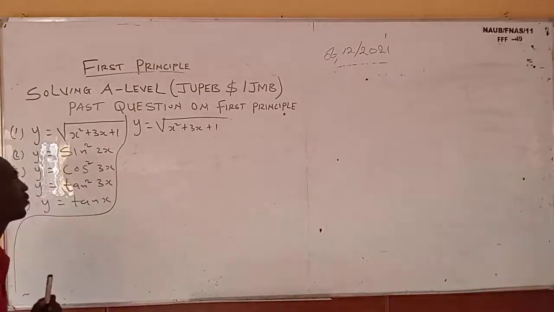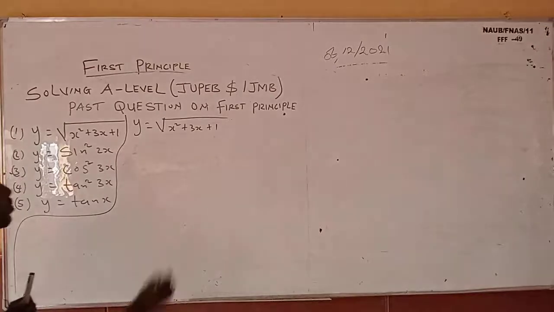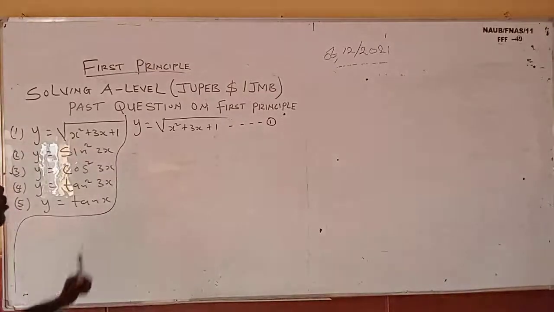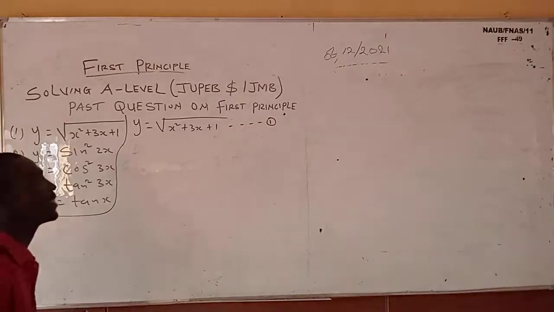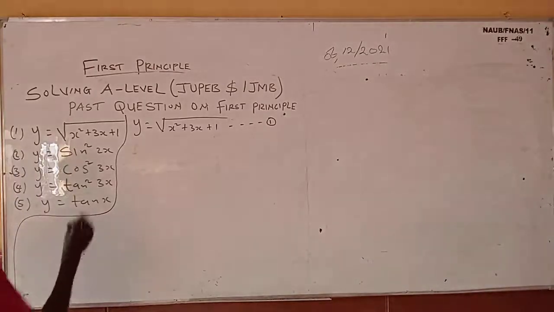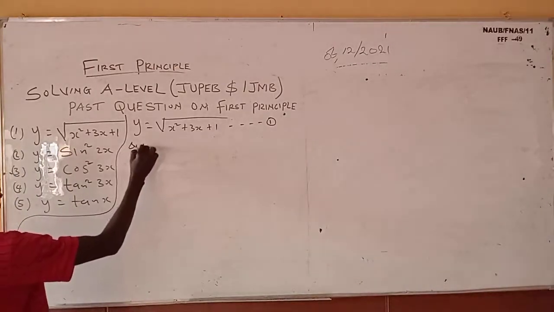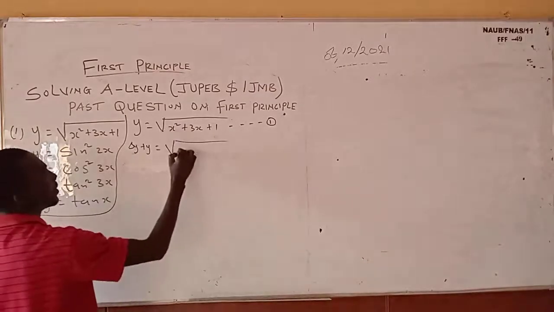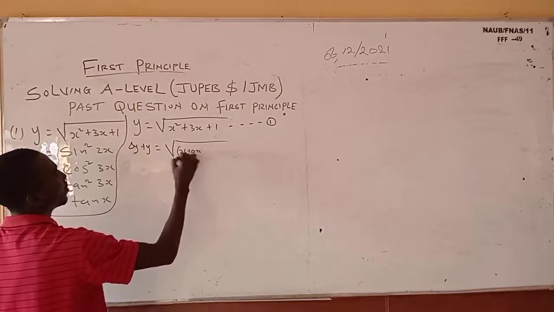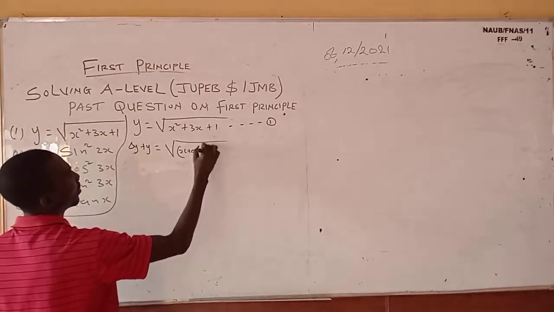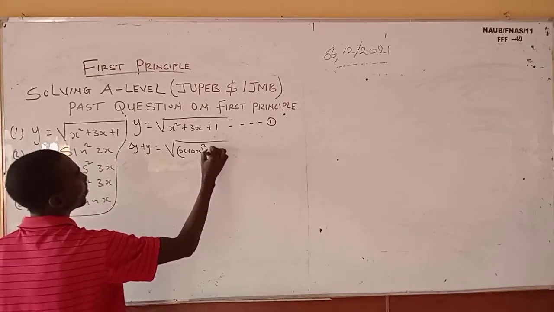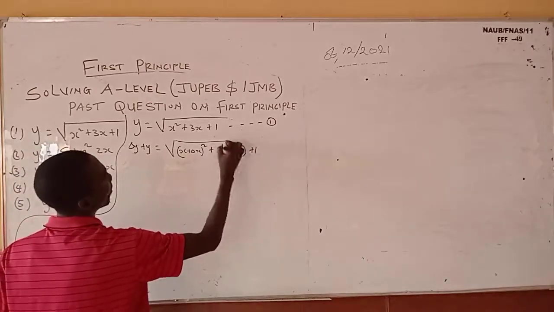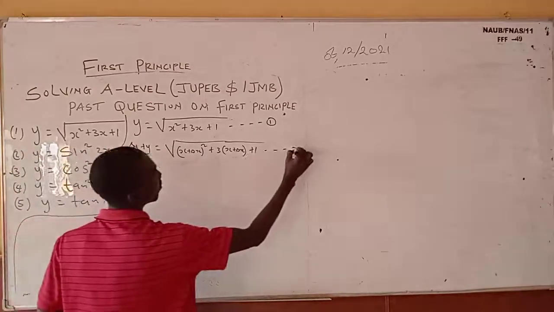So now, the first thing you do is you make this your equation number 1. The next thing you do is you add change in y to y and change in s to s. So it means change in y plus y is equal to the square root of s plus change in s, all squared, plus 3 into s plus change in s, plus 1. So this is my equation 2.